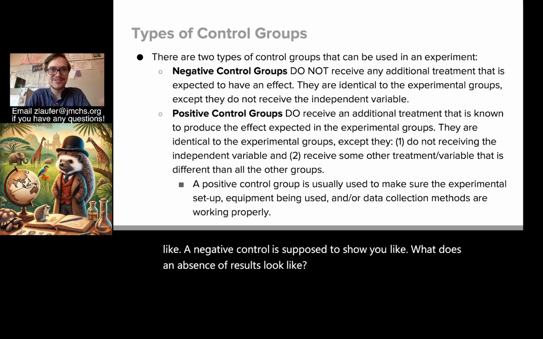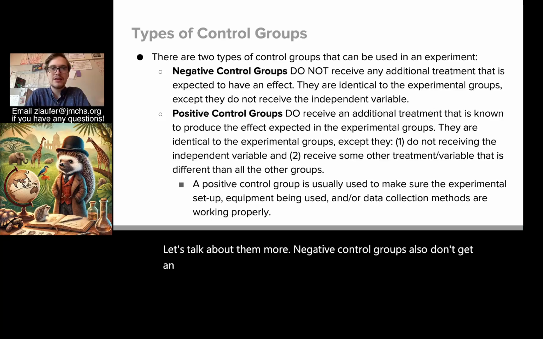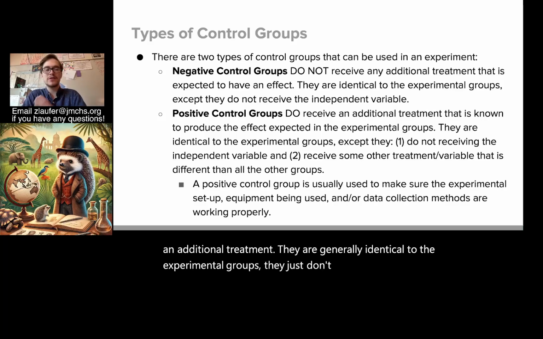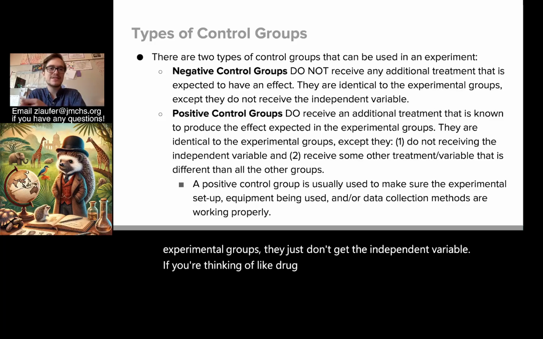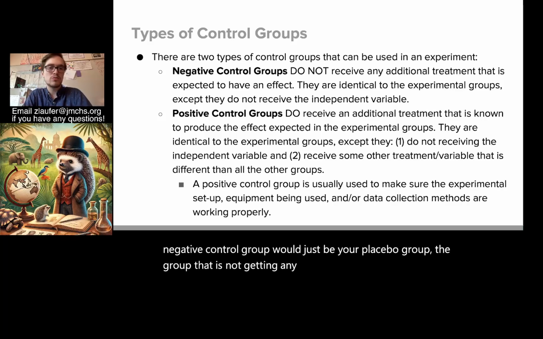Let's talk about them more. Negative control groups also don't get an additional treatment. They are generally identical to the experimental groups. They just don't get the independent variable. If you're thinking of drug trials and testing new medicines, a negative control group would just be your placebo group. The group that is not getting any treatment, we're just seeing what happens.